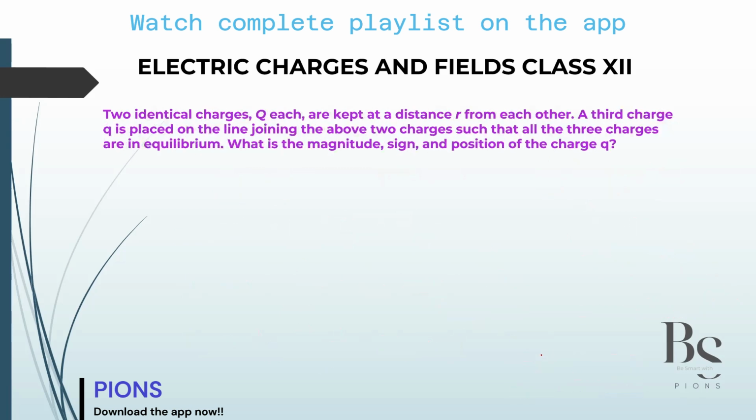Let's move to question number 3. Question number 3 says two identical charges q each are kept at a distance r from each other. Great. So let's take it as q over here, and let's take another q. Both are q and both are separated by a distance of r. A third charge small q is placed on the line joining the above two charges such that all the three charges are in equilibrium.